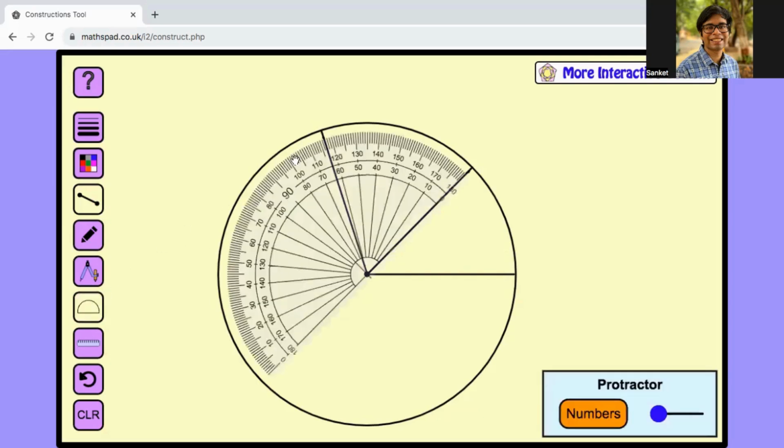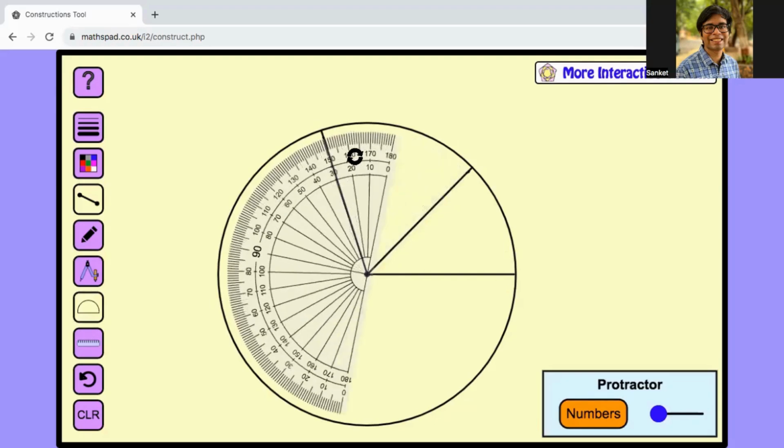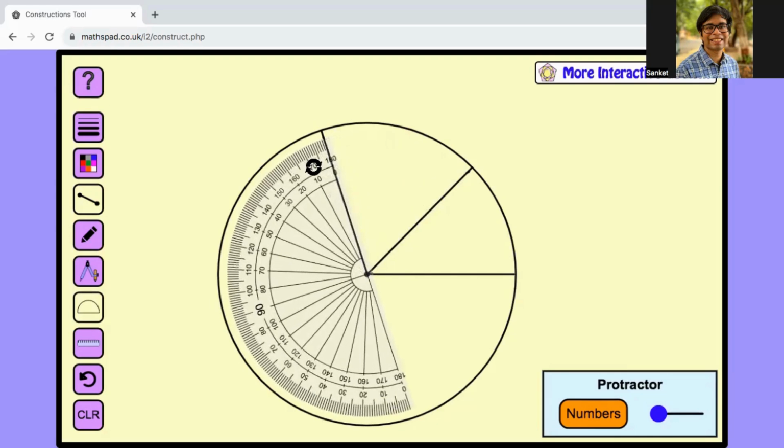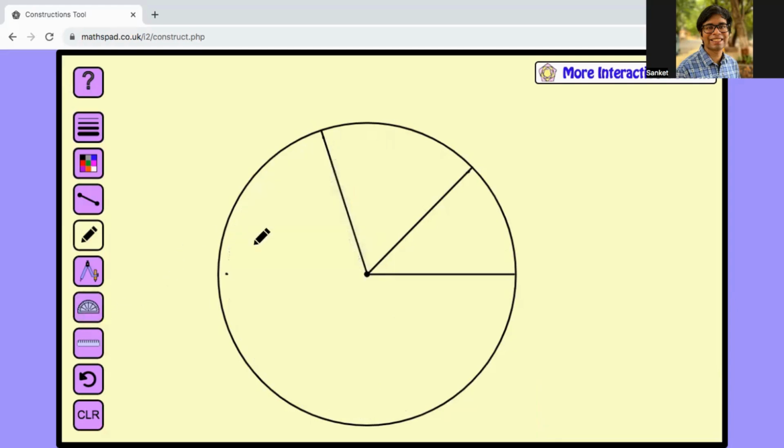So I again need my protractor, center aligned with the center, move the protractor such that this line aligns with the new radius. Going to count 72 degrees from here: 0, 10, 20, 30, 40, 50, 60, 70, and 72. That's right here. Going to keep my protractor away and draw this.